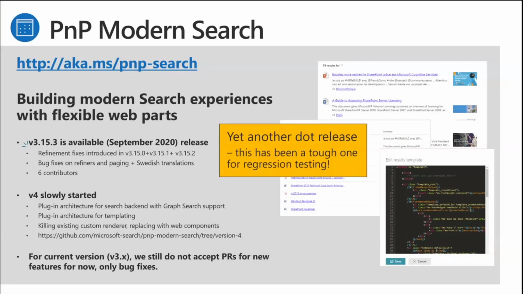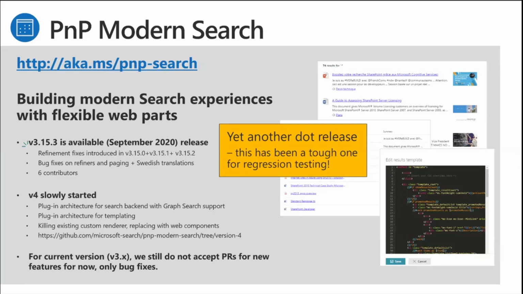Finally, modern search. So we're working to build a modern search experience with flexible web parts. So V3 3.15.3 is available. That's the September 2020 release. That is another dot release, but it is working on a lot of regression testing, really solidifying things up. So appreciate seeing that out. And as well, V4 work is beginning on this.